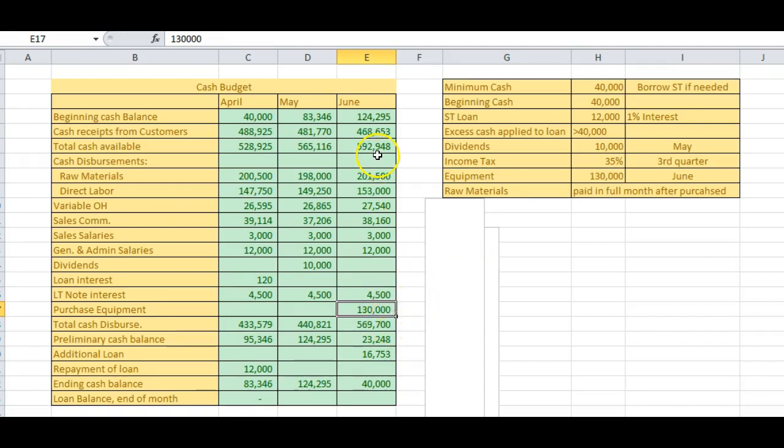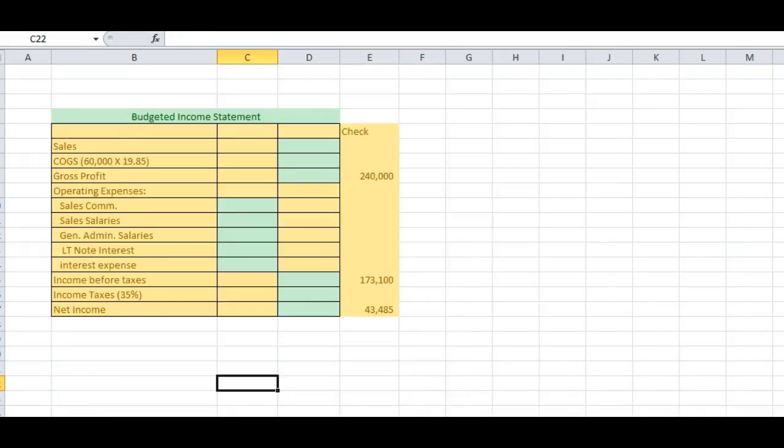Now I have cash available of $592,948, and I have disbursements of $56,700. That leaves me with $23,248 in cash. Well, I have to have $40,000. So I'm going to borrow enough money to bring that up to my ending cash of $40,000. And that gives you all the information you need to do an income statement.